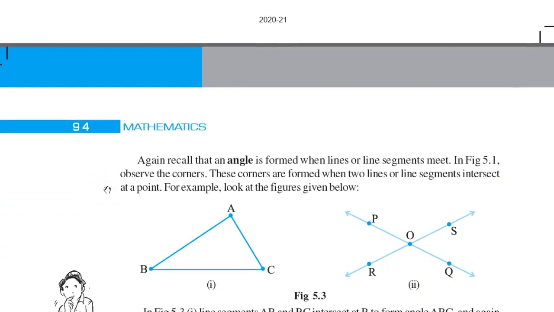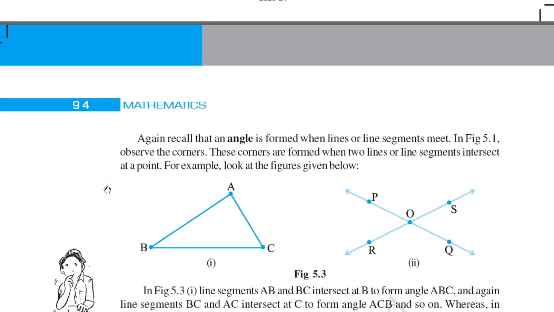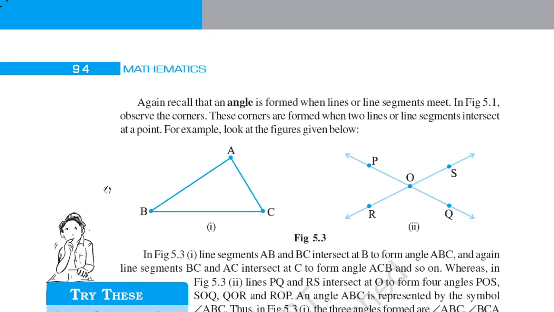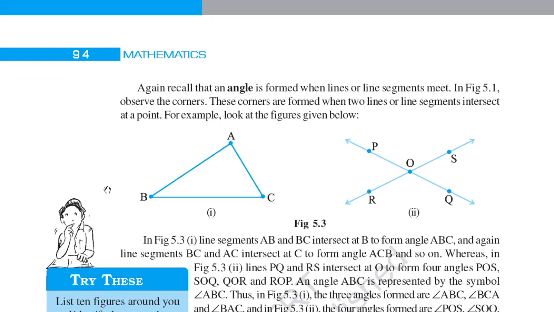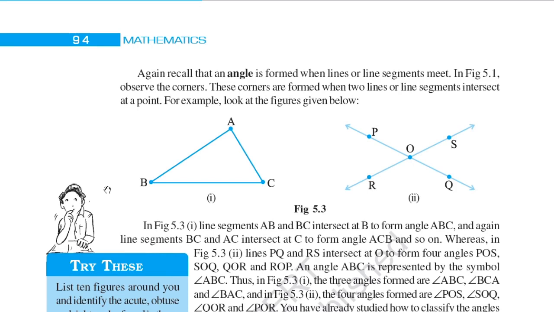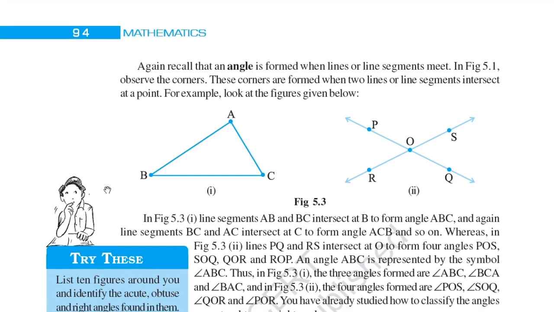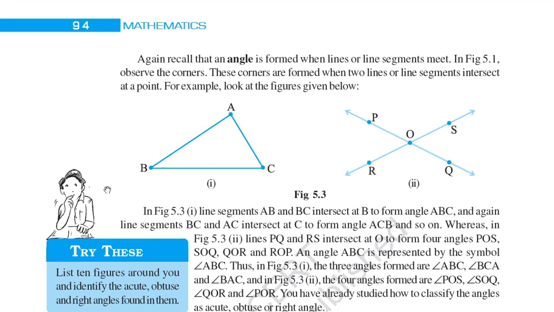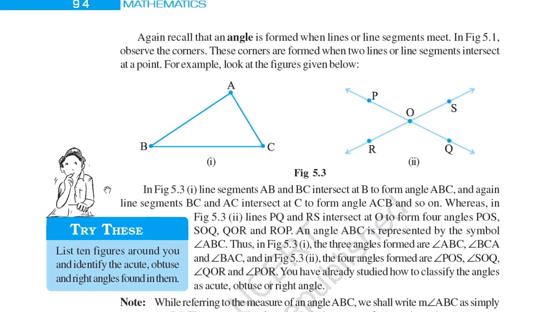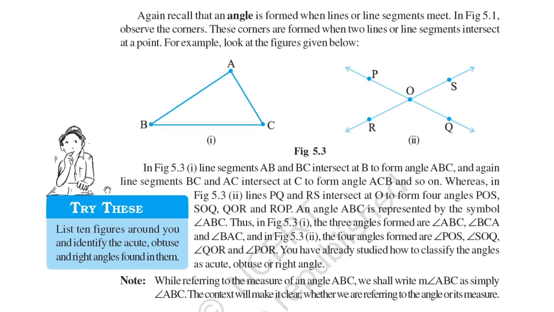Again, recall that an angle is formed when lines or line segments meet. In figure 5.1, observe the corners. These corners are formed when two lines or line segments intersect. When they intersect, they form a corner at a point. For example, look at the figure given below. You can see ABC in one, and PQ, RS and O in the other, where they are intersecting at O.